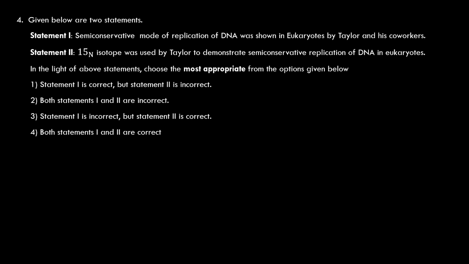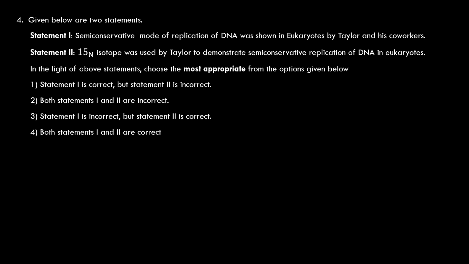So, Taylor and co-workers showed the semi-conservative mode of replication of DNA in the chromosomes of a eukaryote known as Vicia faba, or broad bean, or faba bean. Was N15 isotope used by Taylor? No, not N15 isotope, it is thymidine, right? Radioactive thymidine was used, not N15. So statement 2 is wrong.